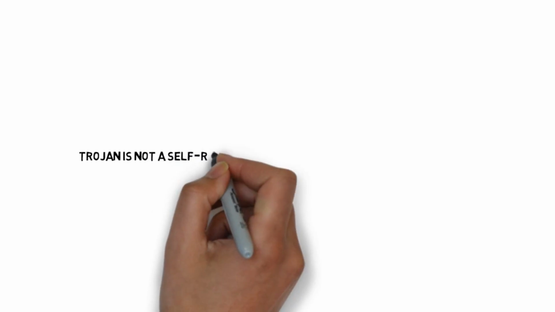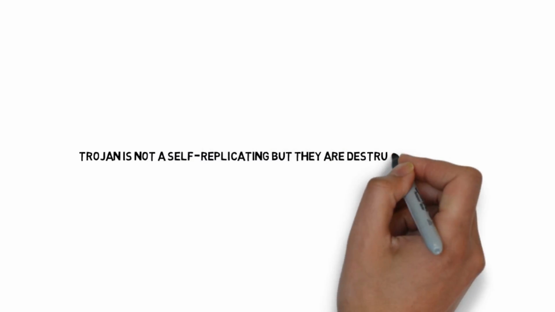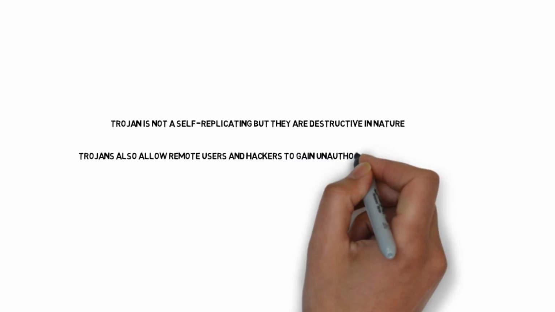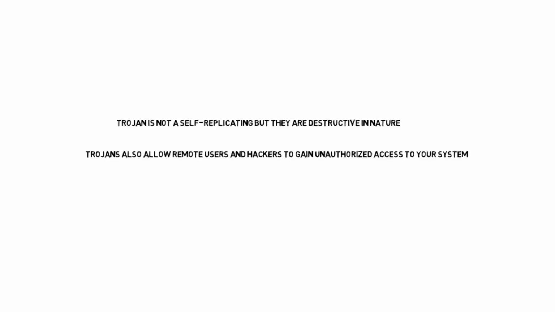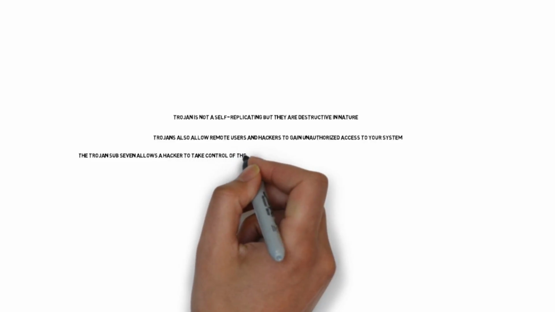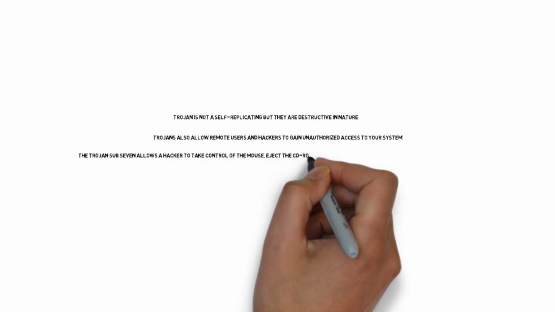Trojans are not self-replicating, but they are destructive in nature. Trojans also allow remote users and hackers to gain unauthorized access to your systems. The Trojan Sub-7 allows a hacker to take control of the mouse, eject the CD-ROM drive, and delete, download, upload files from the system.